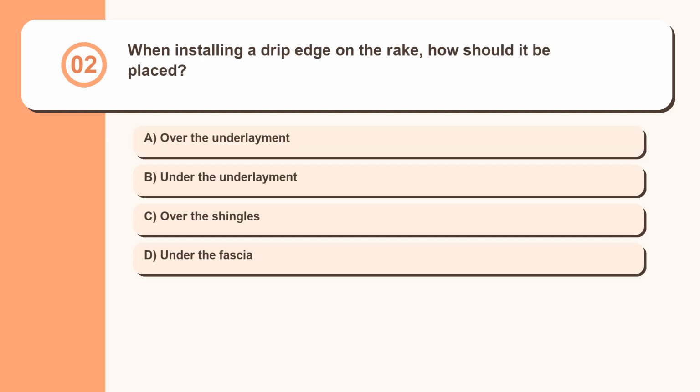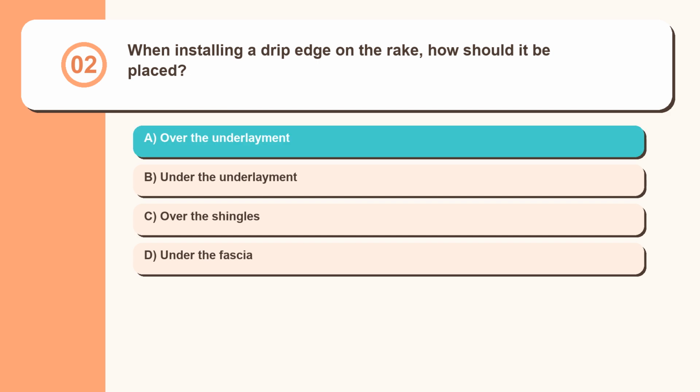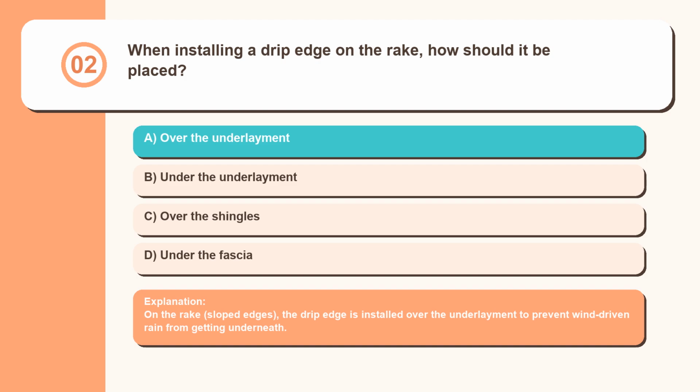Question 2. When installing a drip edge on the rake, how should it be placed? Over the underlayment, under the underlayment, over the shingles, under the fascia. On the rake, the sloped edges, the drip edge is installed over the underlayment to prevent wind-driven rain from getting underneath.